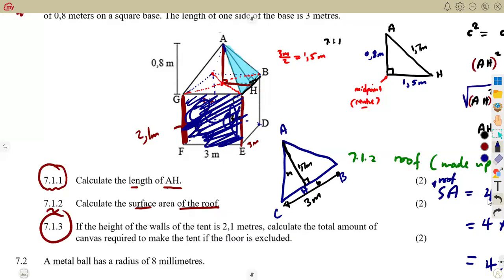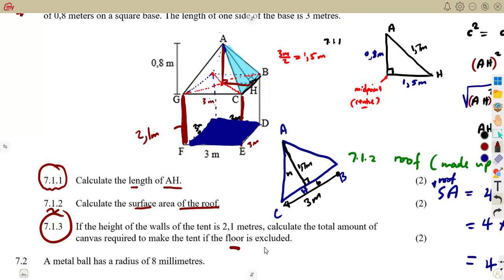This one is the same as this one that is also showing this side. There's a rectangle there. There's also another rectangle which is hidden there, and another rectangle that we see there. The 3 meters and the 2.1. There are 4 rectangles because they are saying exclude the floor. This is the floor, the base here. So exclude this one. On the floor, we have a square. They are saying exclude this.